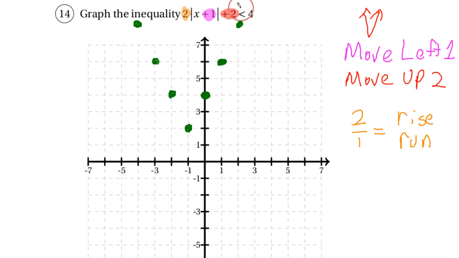Now, because there's no equals right here, this is going to have to be a dashed line. So I'm going to use my highlighter tool and a ruler, and first I'm going to draw my lines, then I'm going to erase some of them because it should be a dashed line rather than a solid line. So dashing this line.